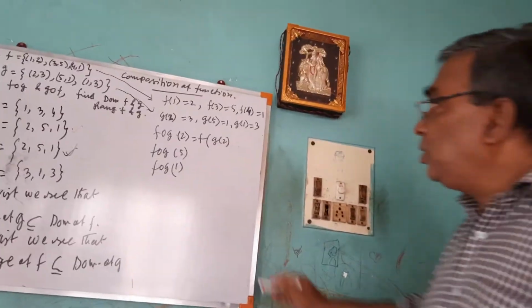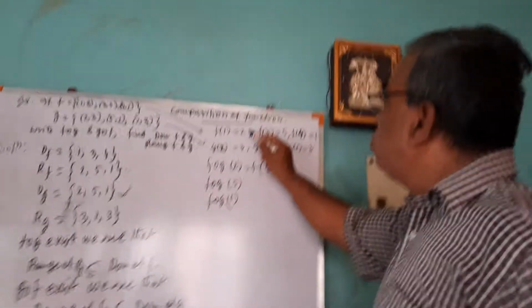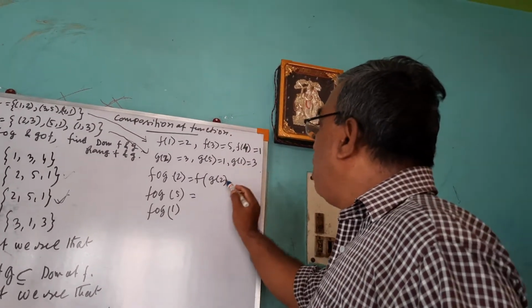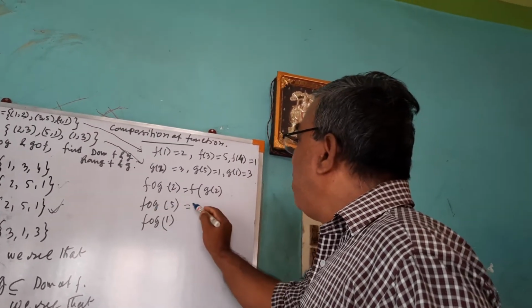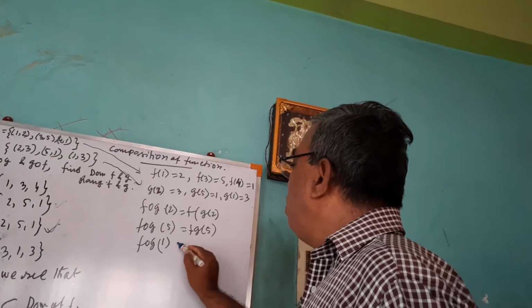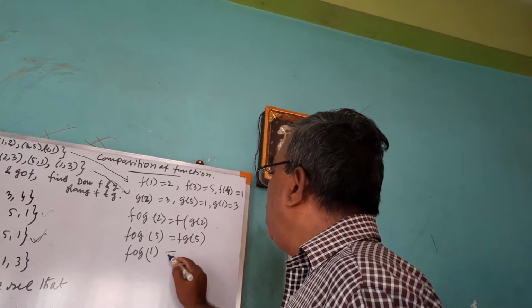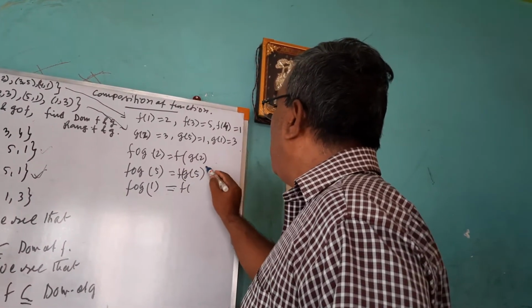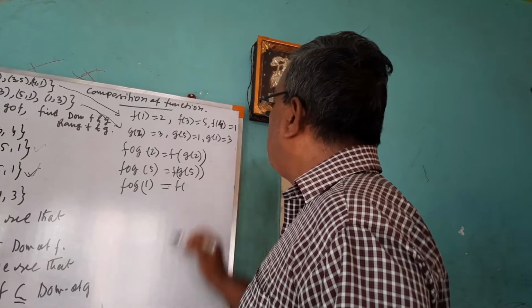FOG1. That means you have to find FOG at 2, 5 and 1. That means FOG2, FOG5 means F of G5, and FOG1 means F of, this is another bracket, this will be closed.